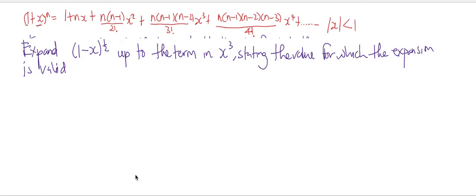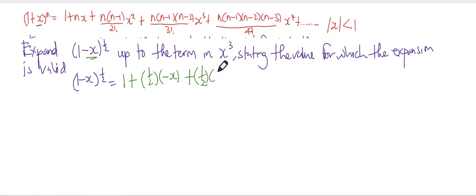Now expand. So how do I expand this? Using the same formula. So 1 minus x to the power of half equals 1 plus half multiplied by negative x. Not x, it's negative x. Remember, it takes the value of x. If it's x, you sub with x. If it's 2x, you sub with 2x. But this time it's negative x, you sub negative x inside.